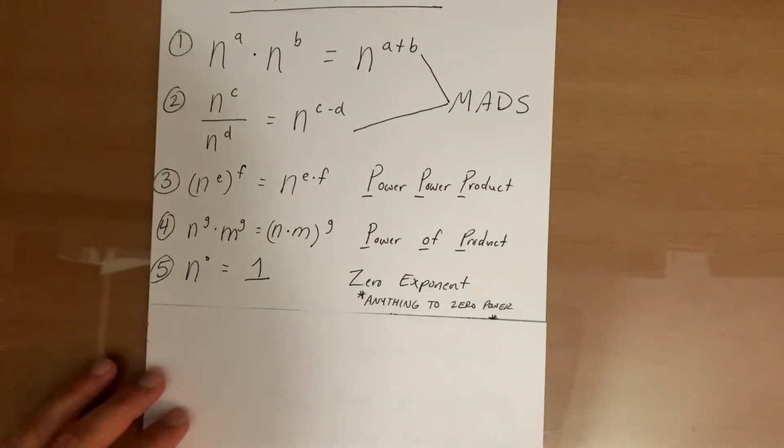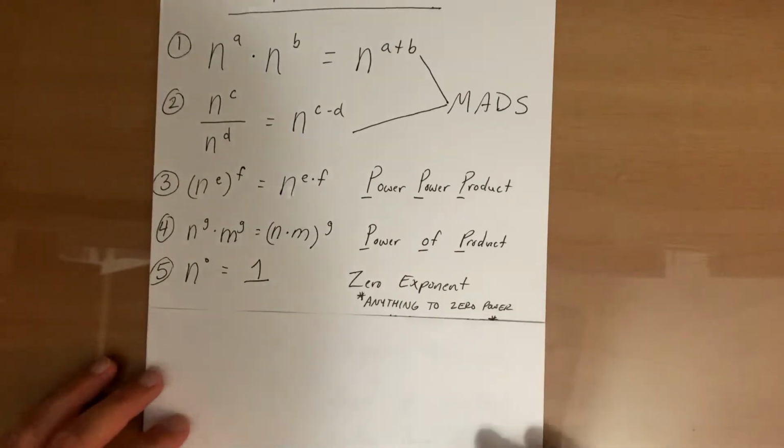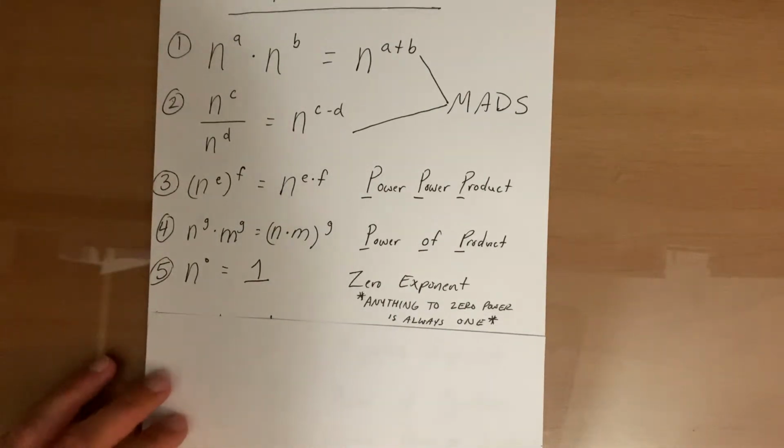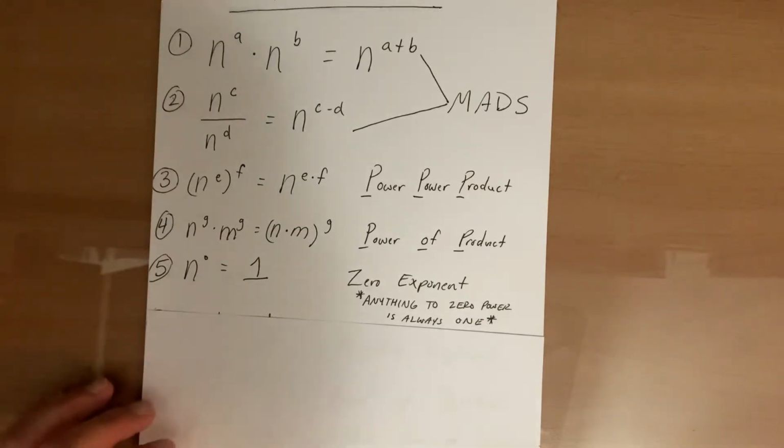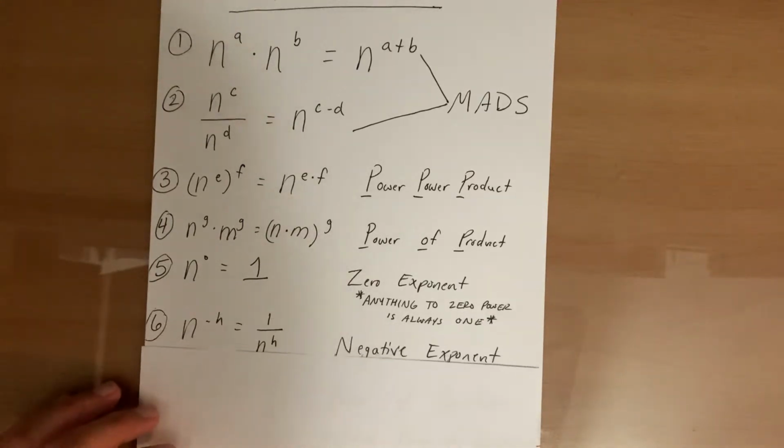Fifth rule is the 0 exponent. Anything to the 0 power is 1. It's pretty simple. There is a little caveat to that, which in just a second we'll see. But pretty much anything that has a power of 0 is equal to 1.